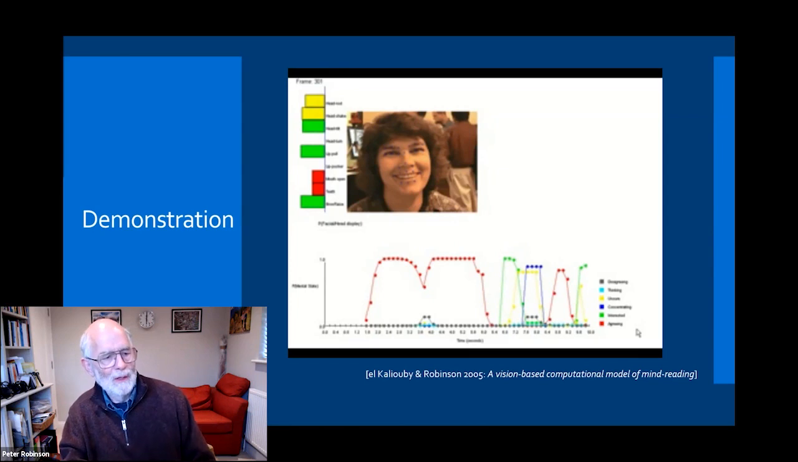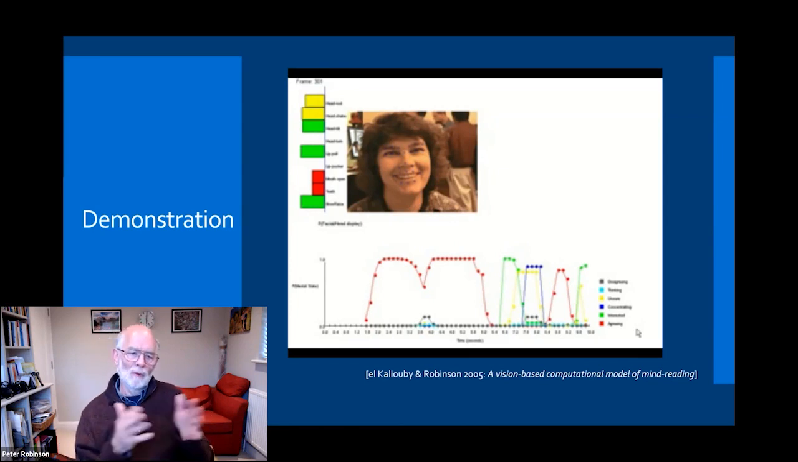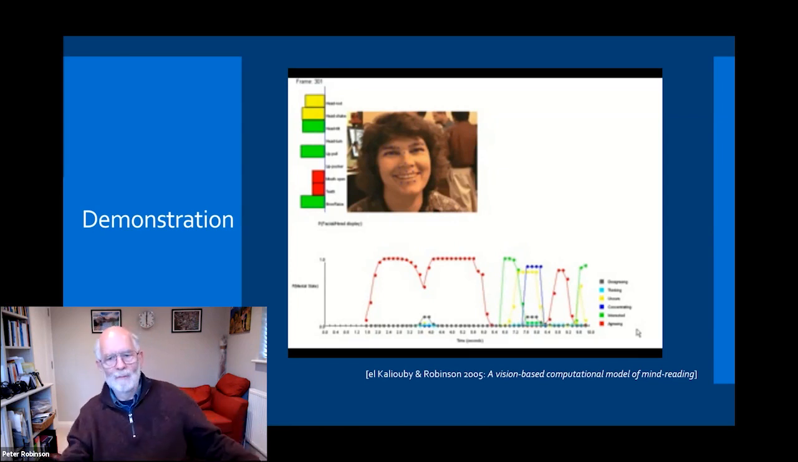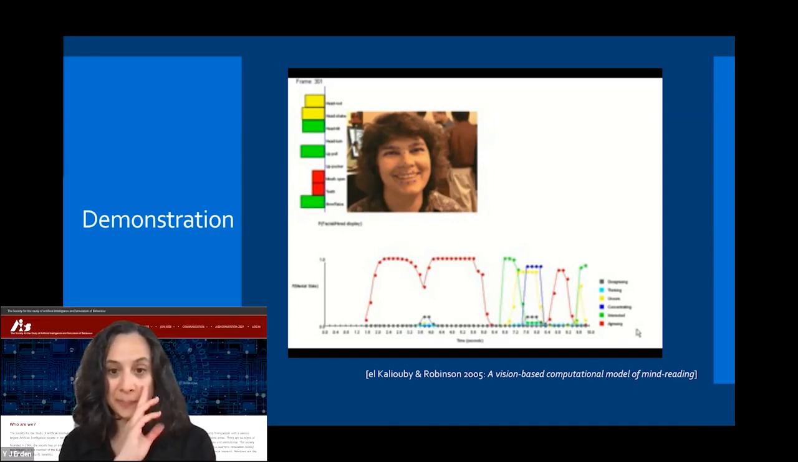Our system's nowhere near that. We're looking at very short sections. We're not looking at context. We're not really doing it multimodally. So the answer is yes, these can be fooled by acting. And I think actual lie detection is quite some way off.